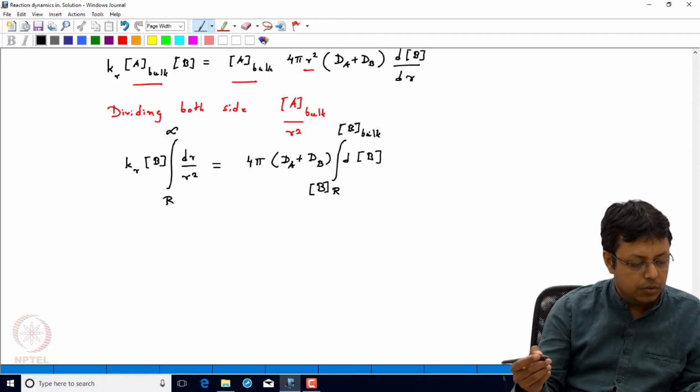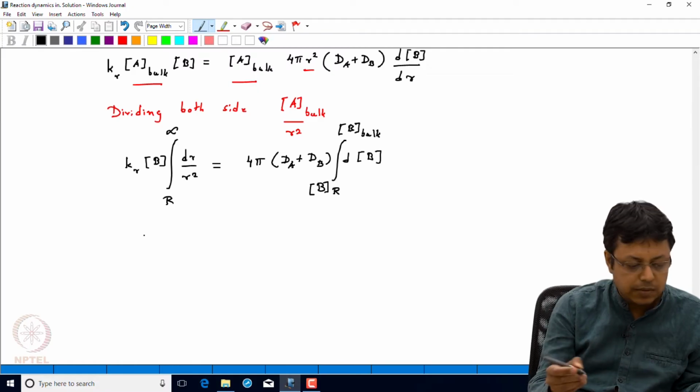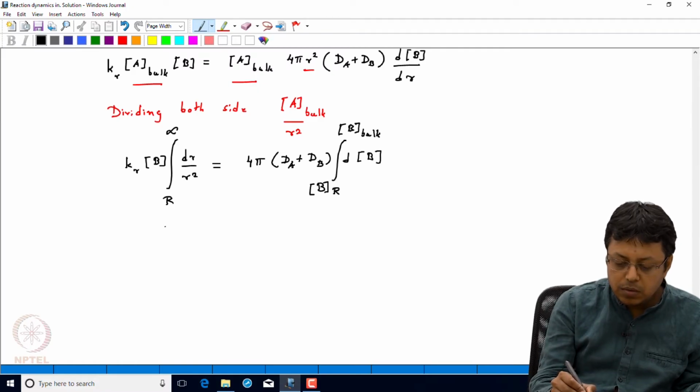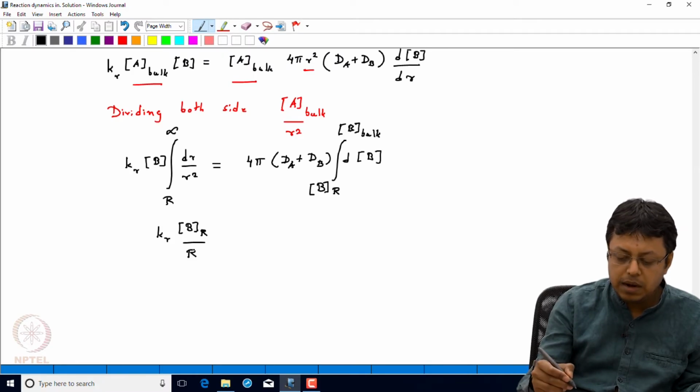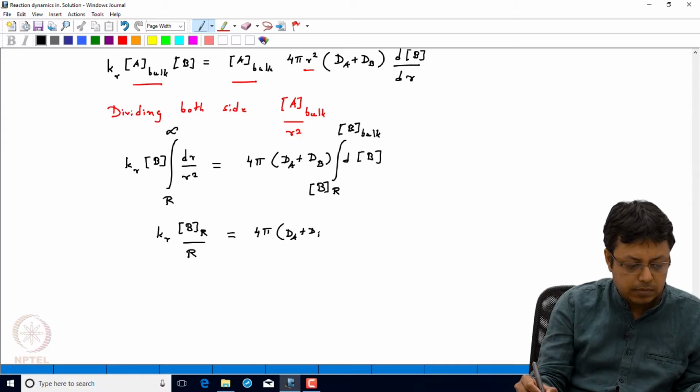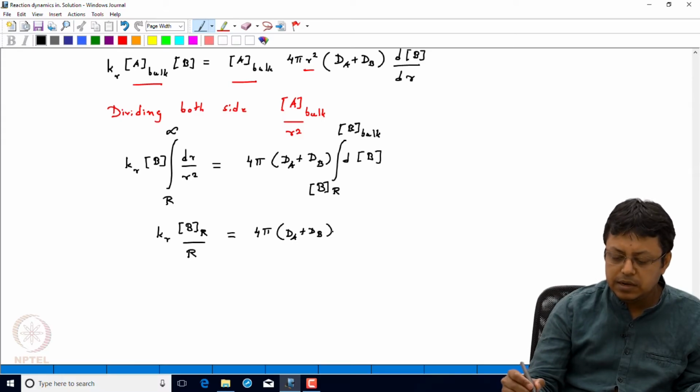Now, if we do this integration, it is a very straightforward integration. What we will have is kr, then b at a distance r divided by r. So this 1 by r actually comes from the integration of 1 over r square, and then on my right hand side I have dA plus dB, and then it is just an integration of b.